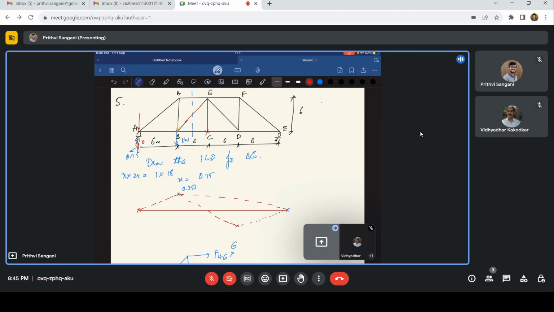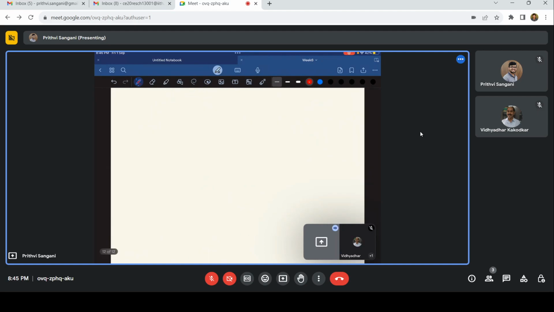So let us take at C. What happens when the load is at C? I'm just drawing directly now. So you have A, the load is at C, 1 kilonewton, and this is E. This is C, this is D, and this is B. So load is at C. What happens? I'll take this part now. If it is at C, then it is 0.5.